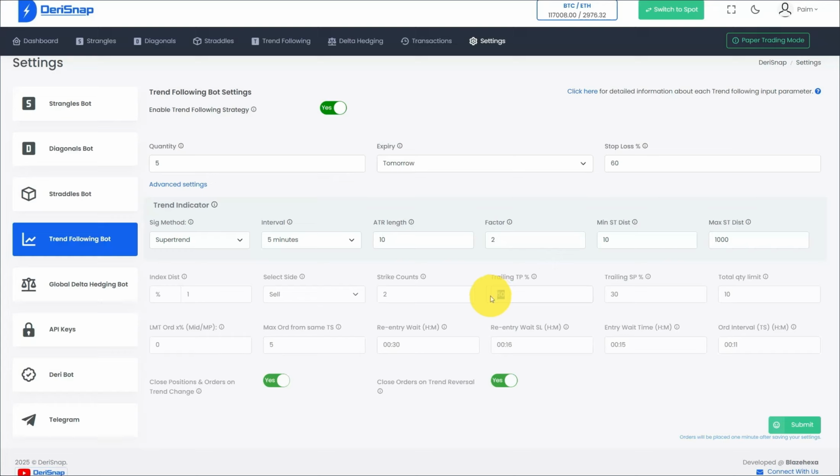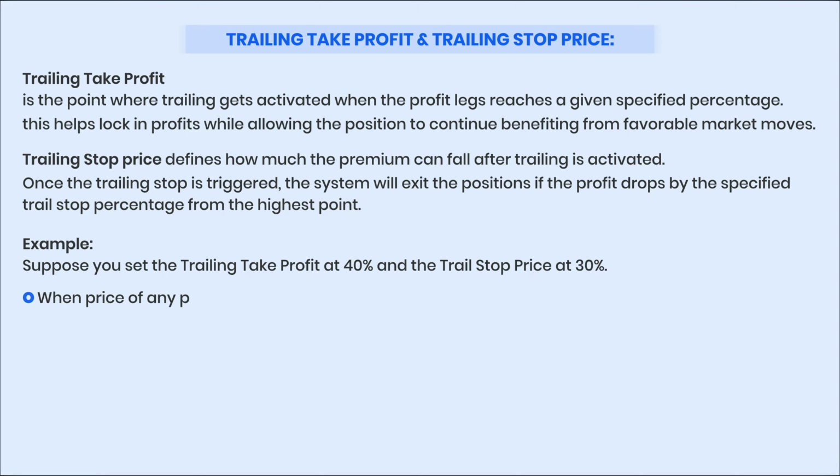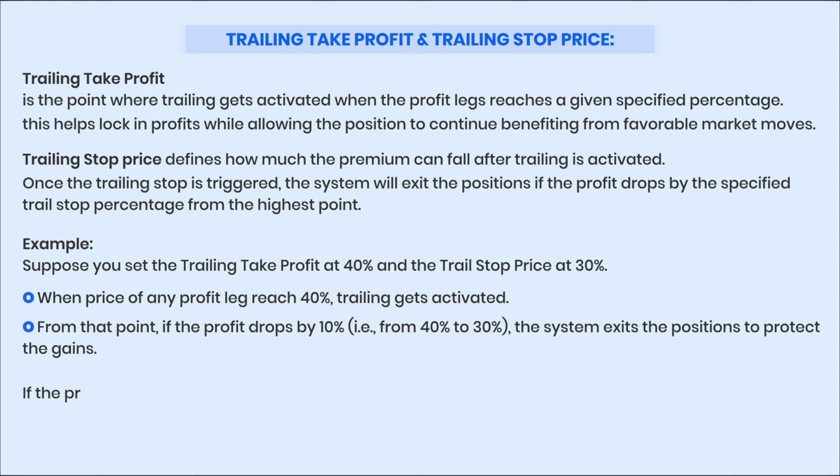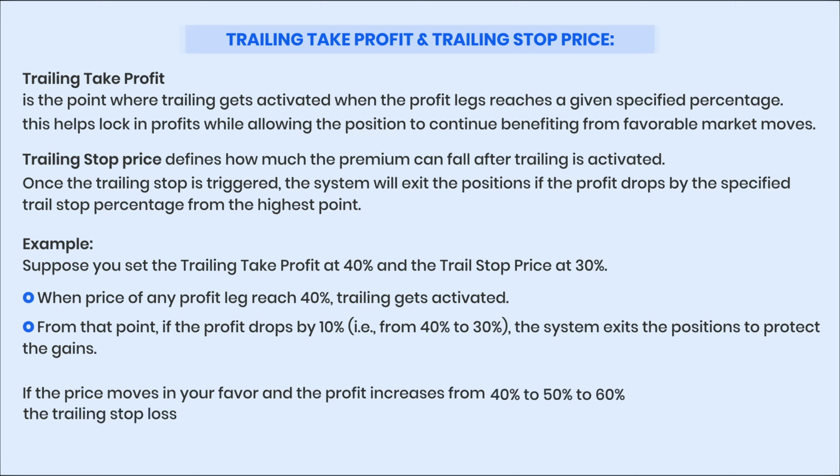Example. Suppose you set the trailing take profit at 40% and the trail stop price at 30%. When the price of any profit leg reaches 40%, trailing gets activated. From that point, if the profit drops by 10%, example from 40% to 30%, the system exits the positions to protect the gains. If the price moves in your favor and the profit increases from 40% to 50% to 60%, the trailing stop loss price also adjusts upward accordingly to 30% to 40% to 50%.